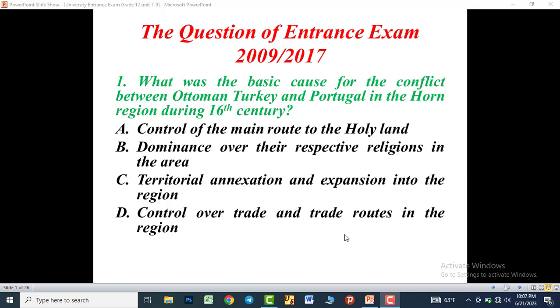Question number 1. What was the basic cause for the conflict between the Ottoman Turkey and Portugal in the Horn regions during the 16th century? A. Control of the main route to the Holy Land. B. Dominance over the respective religions in the areas. C. Territorial annexations and expansion into the regions. D. Control over trade and trade routes in the regions.